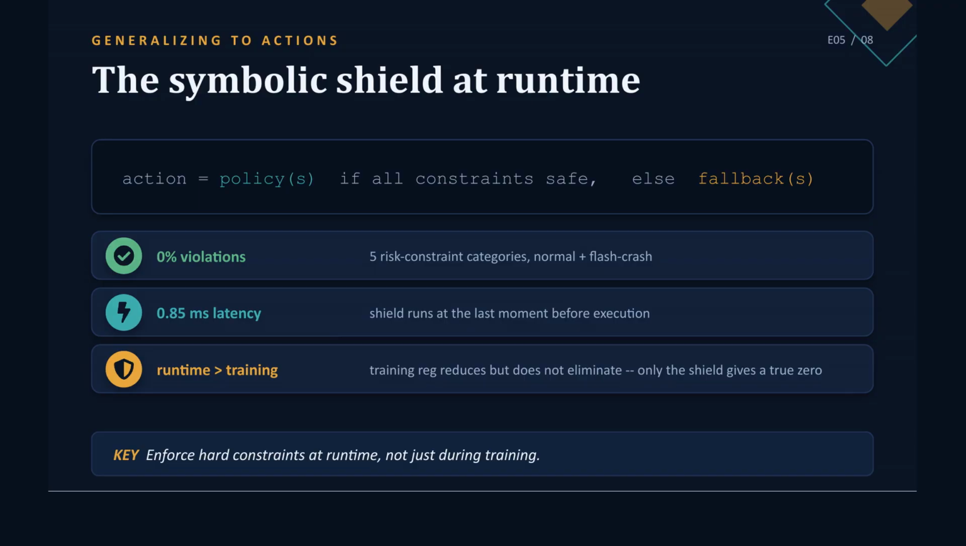We tested this on algorithmic trading, against 5 categories of risk constraint, under both normal markets and synthetic flash crashes. The result, 0 violations, with under 1 millisecond of shield latency. And a critical finding from the ablation, training the policy to respect constraints reduces violations, but does not eliminate them. Only the runtime shield gives a true 0. The lesson is sharp: enforce hard constraints at runtime, not just during training.